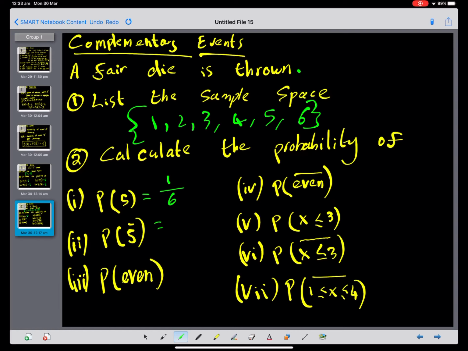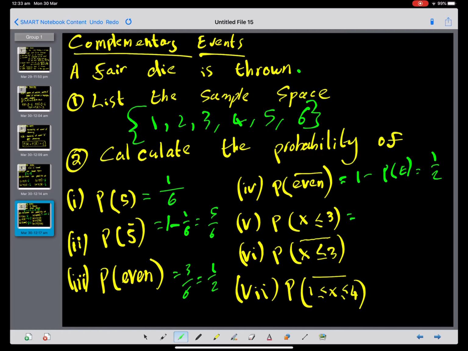The probability of not getting a 5, well, we could subtract from 1, or we could count the number of terms which are not 5. Well, I'm going to subtract from 1 then. And that simply gives 5 over 6. The probability of even, well, I hope you can see that that's 3 over 6, which is a half. Probability not even is going to be 1 minus the probability of even, which is just going to be half.